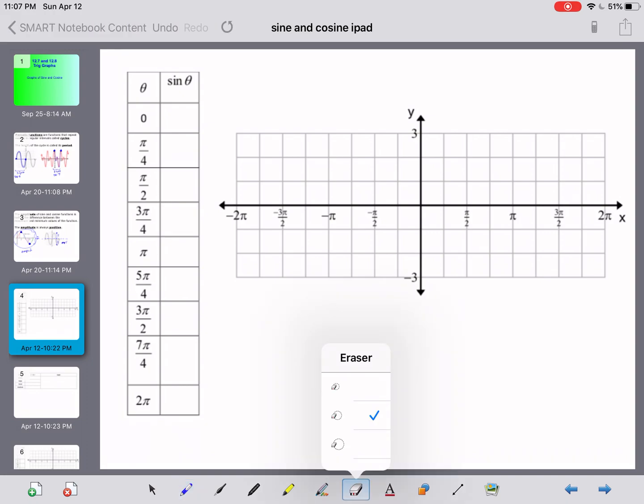Remember that, I know it's been a while, all your ordered pairs on your unit circle are cosine of theta, sine of theta. So find the angle 0, and what is the y value? 0. So I'm going to plot these points as I go along. If you don't have the worksheet, I would just watch for right now and then fill in your notes afterwards.